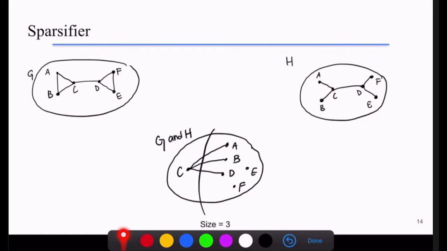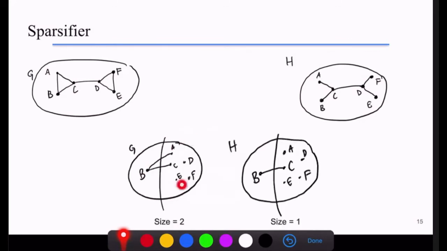So for example, if we take B on one side and everything else on the other side, then the size of this cut in G is 2, and the size of this cut in H is only 1. So that means that this cut isn't exactly preserved. And this might look bad, but what we can say is, hey, the cut size hasn't changed by too much, right? In this case, the cut size of B on one side and everything else on the other side has only changed by a factor of 1/2. And so what we want to say is, any cut in G only changes by a factor of 1/2 when we look at its cut size in H. So that's kind of our idea for the sparsified graph that we want to use.